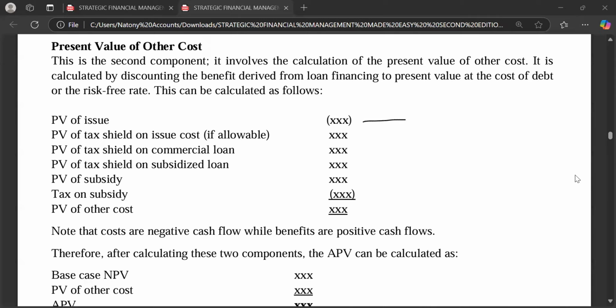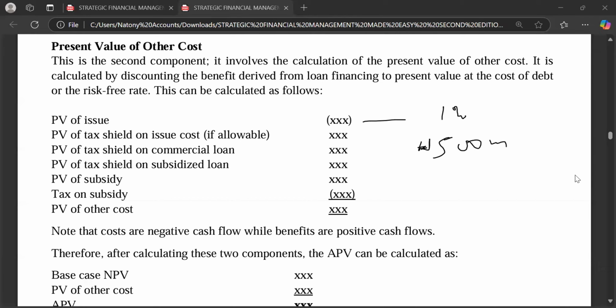The issue cost here, in your exam, your examiner may give you a question that the company wants to raise debt finance, and the cost of raising the debt finance is 1%. So at times, the examiner tells you that this cost will be financed by equity. So if this cost will be financed by equity and the company needs to borrow, say, 500 million naira, there will be no need to gross up this 500 million naira.